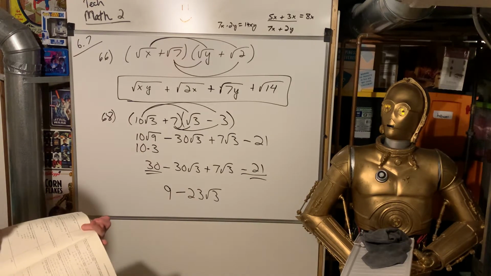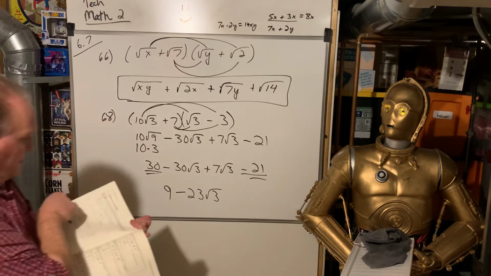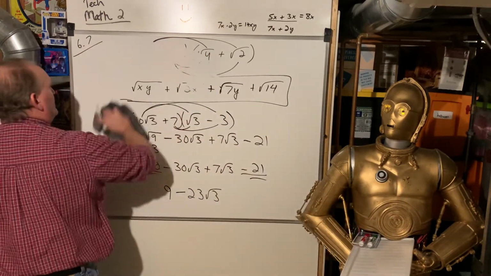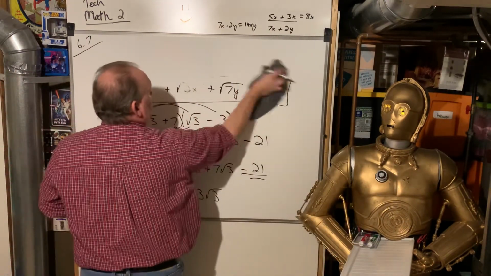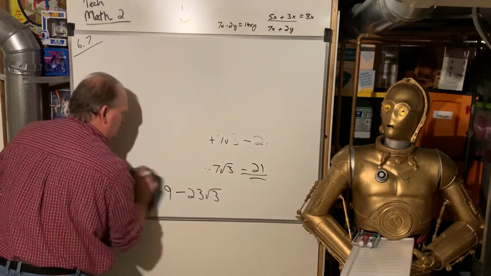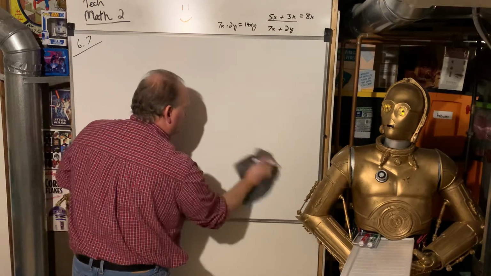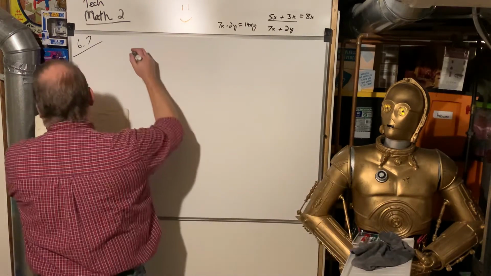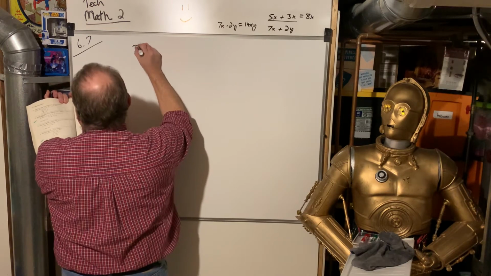Okay, let's do one more problem off of that set, number 70. And these are special also. These actually have a special name. They're called conjugates. Number 70, they have us multiplying conjugates. And let me explain what a conjugate is.